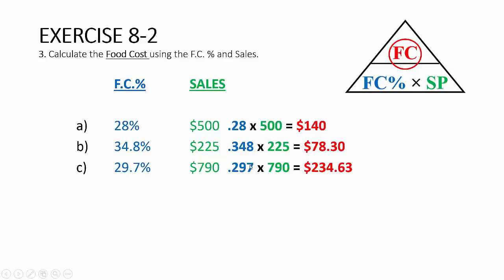And the last one, 29.7% multiplied by the sales of $790 shows us that we had food costs of $234.63 to generate that sales of $790.